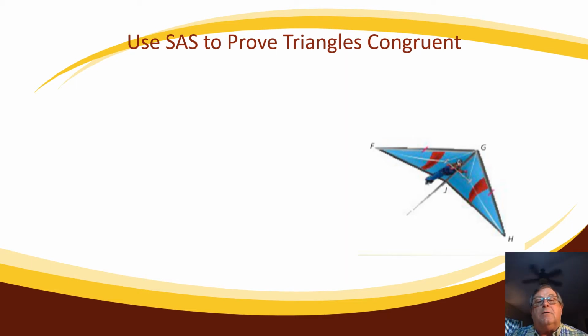So we're going to use side angle side to prove two triangles are congruent, and we got a hang glider here. But I even see a little man there. He better hope that those two wings of that, the triangular wings of that hang glider are congruent, or he's got a bad day coming.